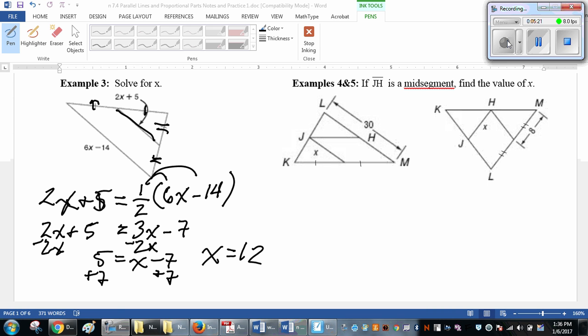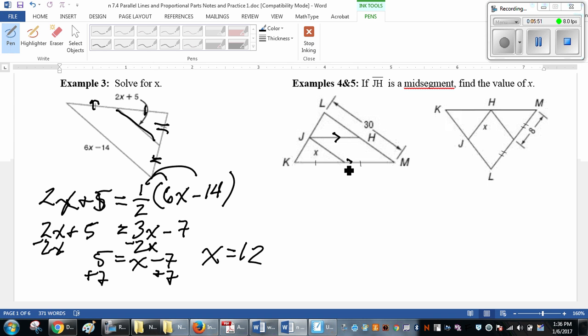All right, moving on to example 4 here. This one looks a little weird, but let's see if we can make sense of this thing right now. There's actually a lot going on here, and we have to think about what we know about these triangles. Right now, what we see here is that we have a midsegment JH. That means that we know JH is parallel to KM. It also means that it is half of KM.